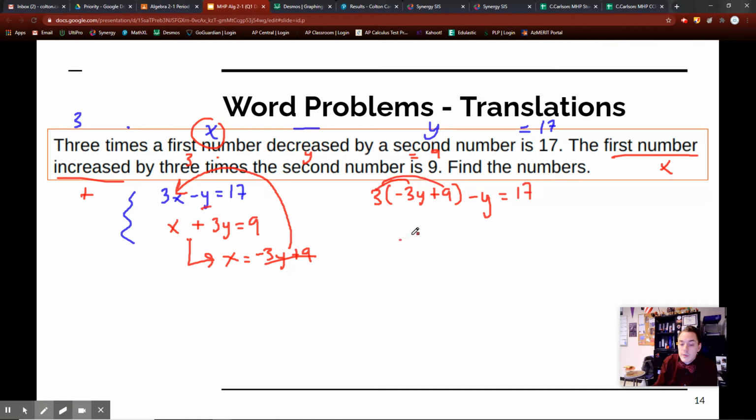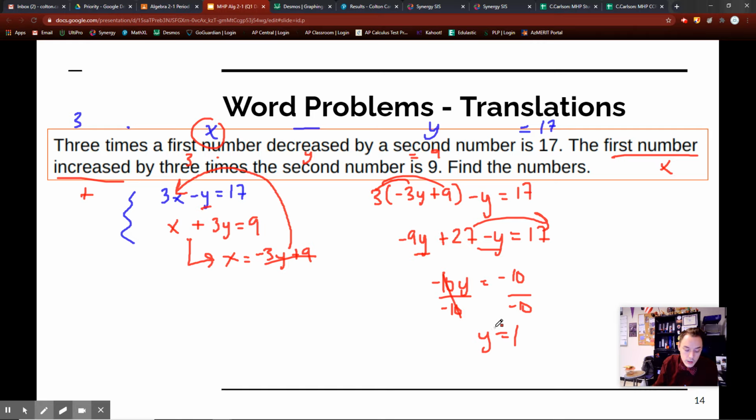I start to distribute, so this is negative 9 plus 27 minus y equals 17. The negative 9 and then the negative 1y, they go to town, so this becomes negative 10y. I subtract that over, and that actually gives me negative 10. So negative 10 divided by negative 10, so y equals 1.